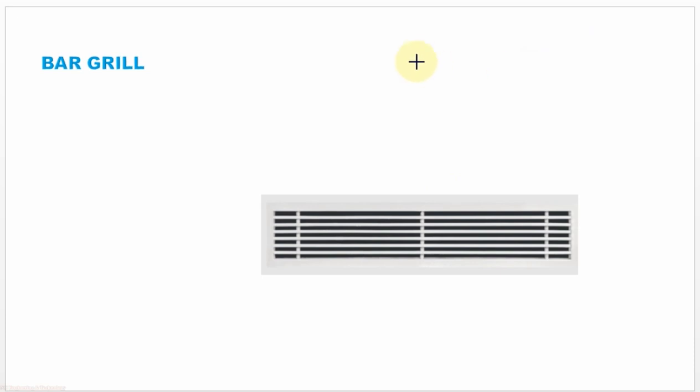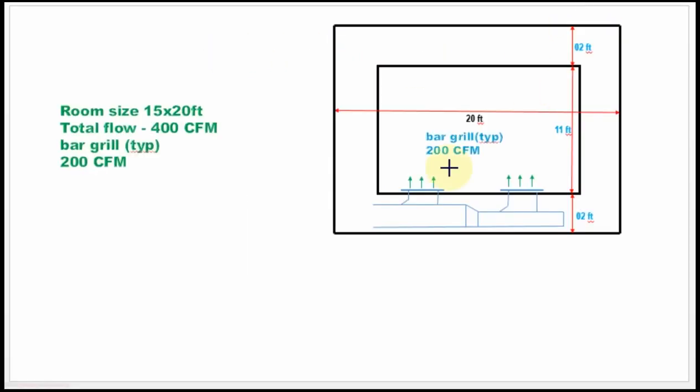Now we will learn how to select the bar grill. How to select a bar grill? We will do a sample calculation. We have a room of size 15 by 20 feet and total airflow value 400 CFM. We are supplying air to the room by two sidewall grills. So the airflow for each grill is 200 CFM.